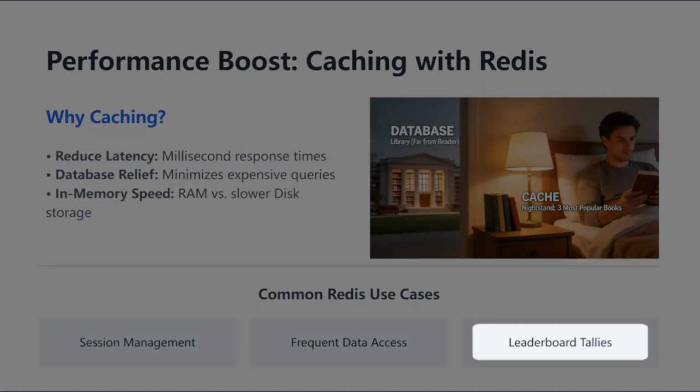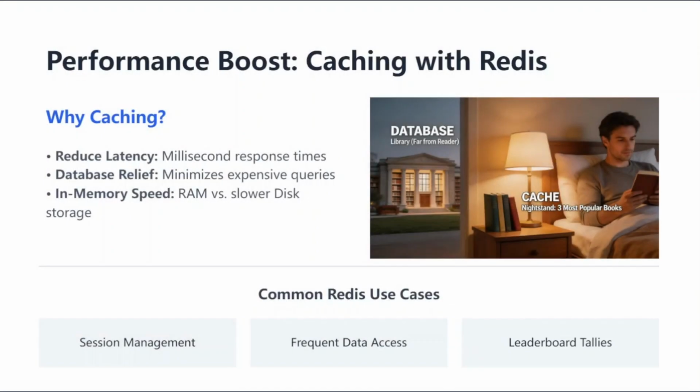It's much more efficient to serve that static description from the cache rather than querying it repeatedly. Finally, we have leaderboard tallies. Redis is incredibly efficient at handling real-time updates for things like scores or rankings, which would be very expensive to calculate on the fly in a standard SQL database. Now that we understand local caching, let's see how we can distribute content globally.